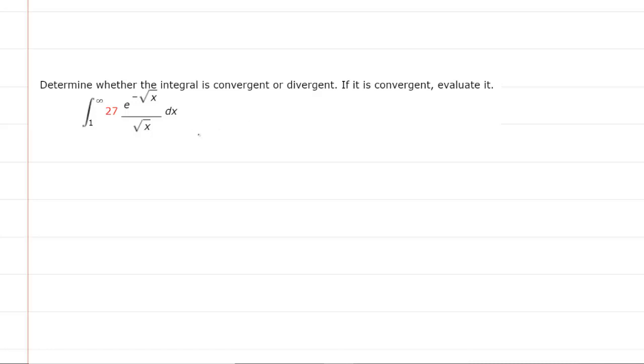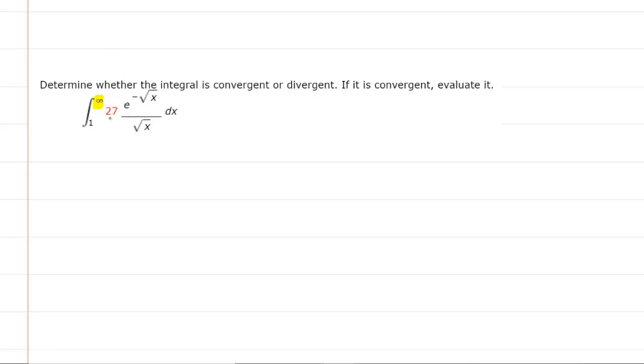Here we are asked to determine whether an integral is convergent or divergent. And what makes this integral a little bit unusual, of course, is that the upper bound is infinity. And so when you have an upper bound of infinity, you have a special type of integral known as an improper integral. And we're going to evaluate that in a very special manner.